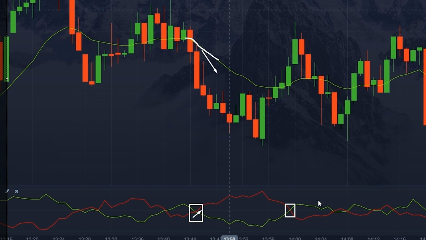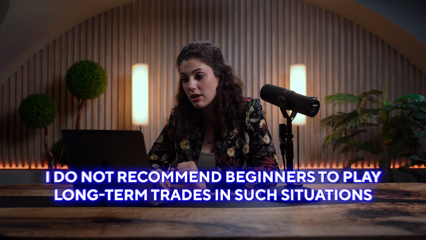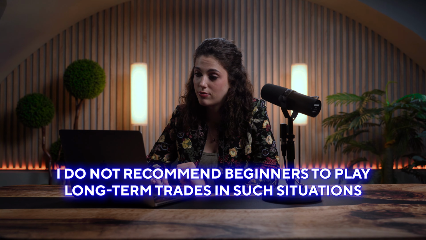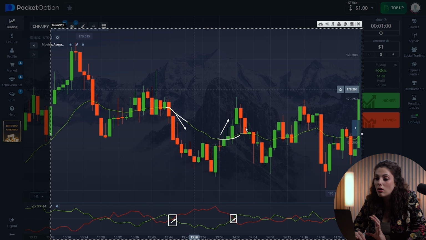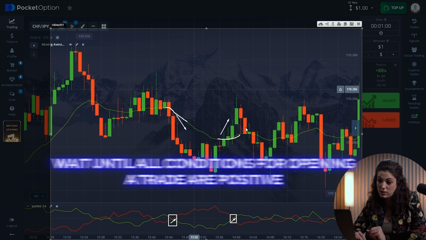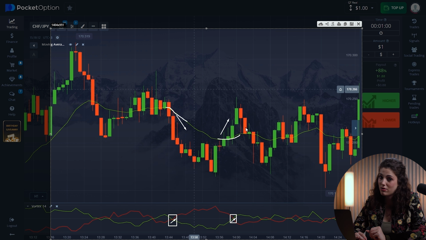The Vortex shows strong upward movement. The green line crosses the red from below. Candles moved above the moving average, which could create a setup for a long trade, but I wouldn't recommend it for beginners. That's because a horizontal moving average doesn't give a clear signal about market direction. The signal would be better if the trend was mainly upward. Wait until all conditions for opening a trade are positive. Every detail matters for a good result.